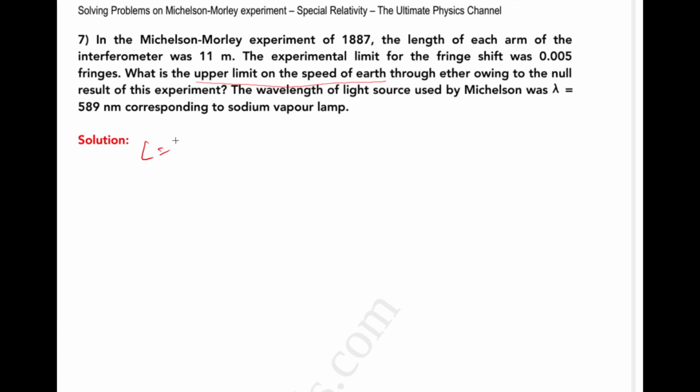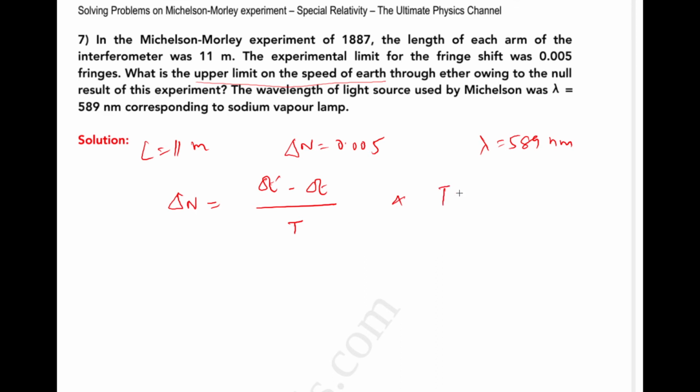We know that L is equal to 11 meters in this case. We know that the fringe shift in this case is 0.005 and lambda is 589 exactly. In an earlier problem we had taken 600 nanometers, but for sodium source the actual wavelength is 589 nanometers. We know that the fringe shift is given by the difference in time differences, del t prime minus del t, over the time period of the wave T, and we also know that the time period is given by lambda over c.